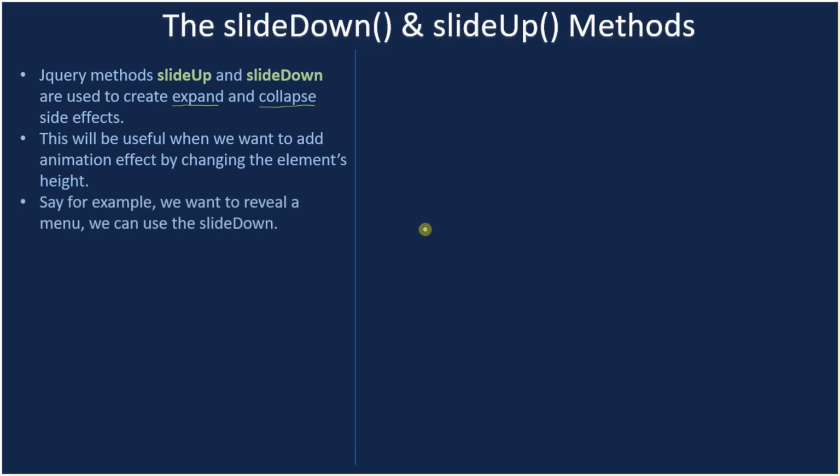So for example, we want to reveal a menu. We can use the slide down method, right? So let's say a menu is clickable and once you click it performs the slide down, thereby revealing the menu content. And when you pick a specific menu item, you can make use of slide up to collapse the menu. These slide up and slide down methods can accept duration in milliseconds.